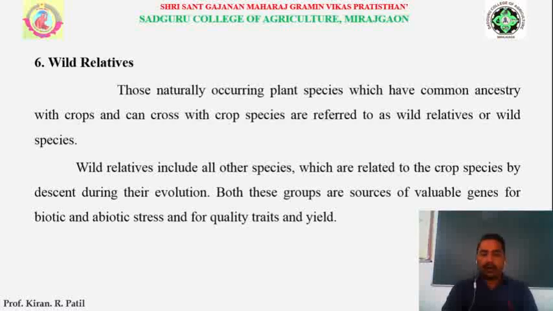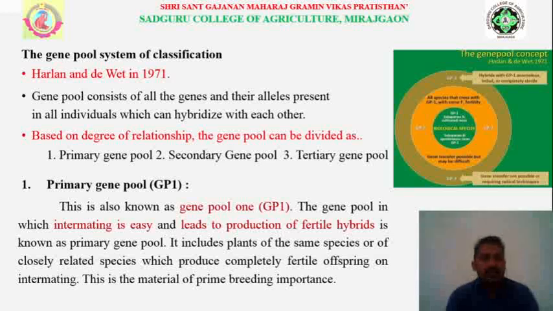So it includes all other species like cross species that arose recently during their evolution. Both these groups are sources of valuable genes for biotic and abiotic stresses, and important for quality. Now we'll see the gene pool classification system. The system of classification was given by Harlan and de Wet in 1971.